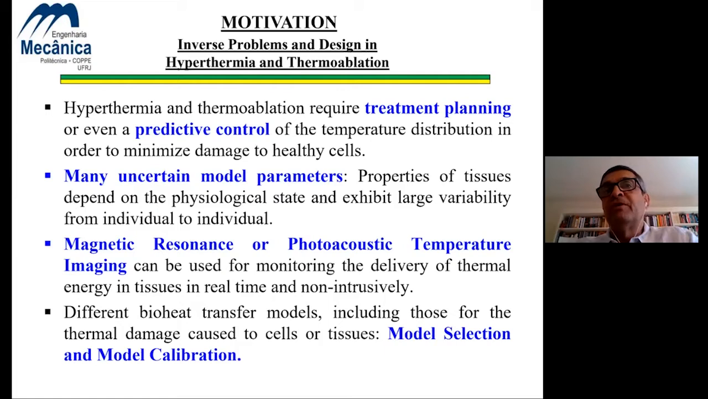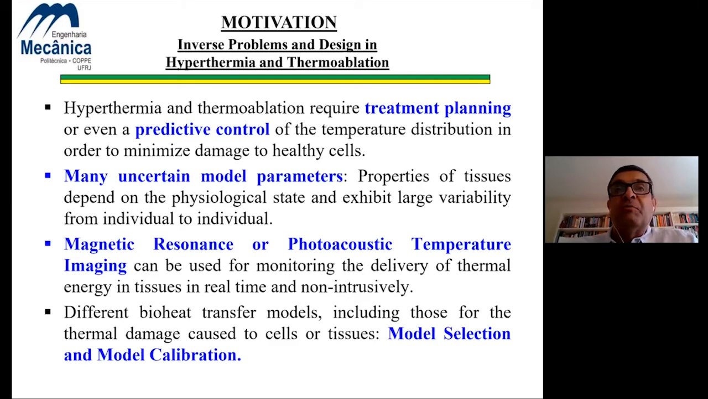Bioheat transfer models generally include many uncertain parameters. For example, the properties of tissues depend on the physiological state of the patient and exhibit a large variability from individual to individual. As we know, the estimation of model parameters is fundamentally an inverse problem. Nowadays, magnetic resonance or photoacoustic temperature imaging can be used for non-intrusively monitoring the delivery of thermal energy in tissues in real time. These techniques are also related to indirect measurements through the solution of inverse problems.